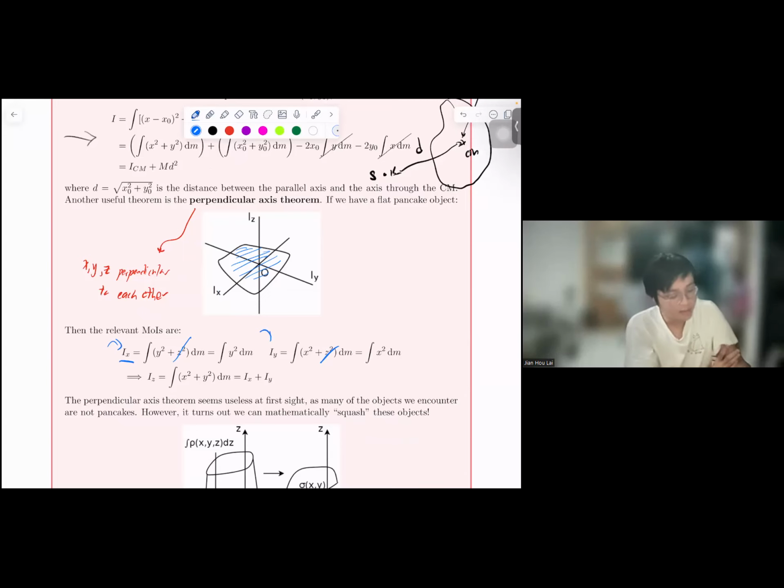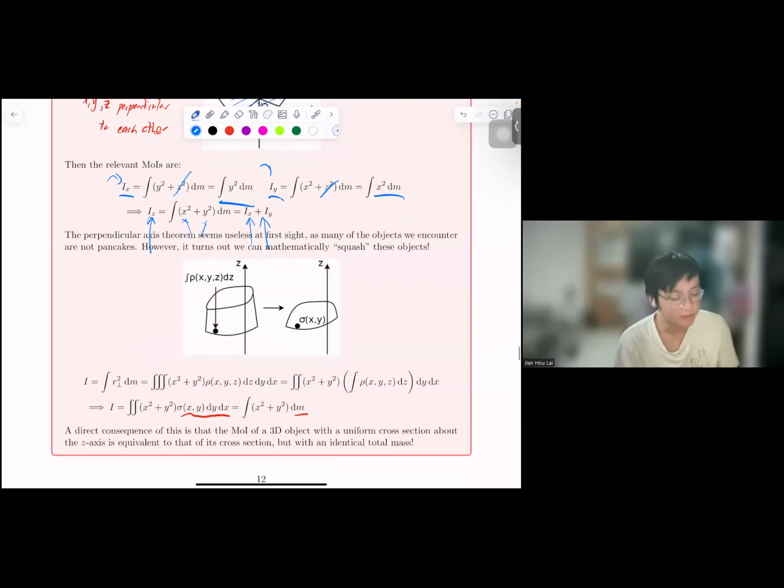You find that these will be equal. Now you want to find the moment of inertia about the z-axis. Precisely, it is the integral of x squared dm plus the integral of y squared dm, which is the moment of inertia about the x-axis plus the moment of inertia about the y-axis. So these two add up together.